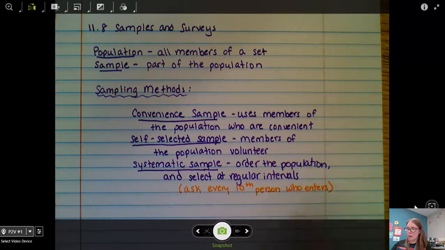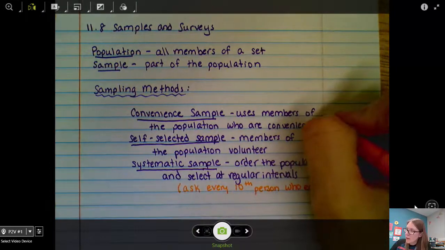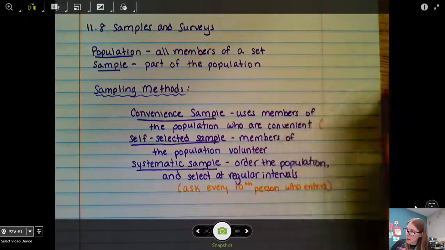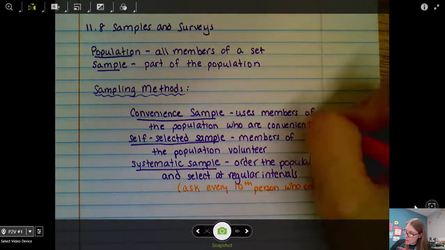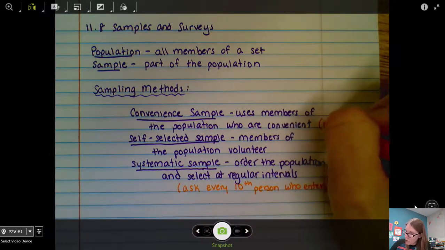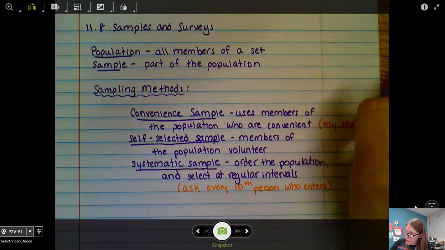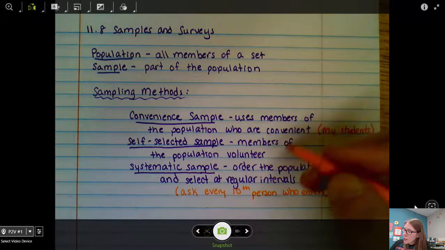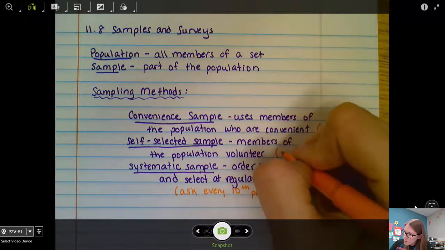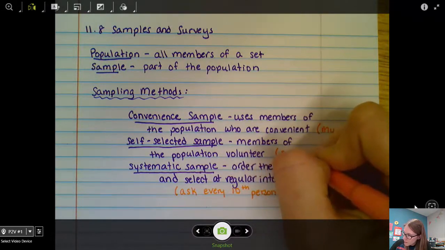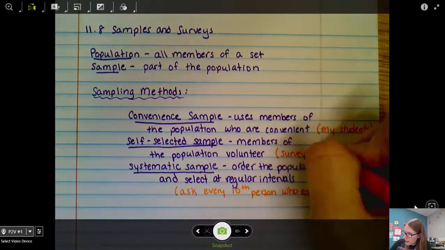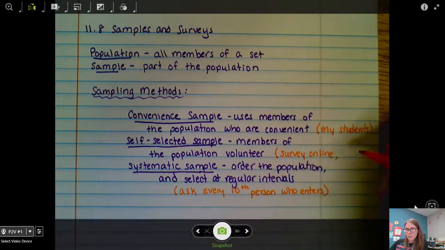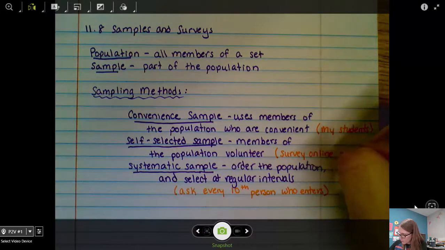While I have my orange pen here, I'll fill out a couple other things. For a convenience sample, I gave the example of asking my students; that would be a convenient sample because they're convenient for me. A self-selected sample is if there's a survey online and it's optional to complete it.